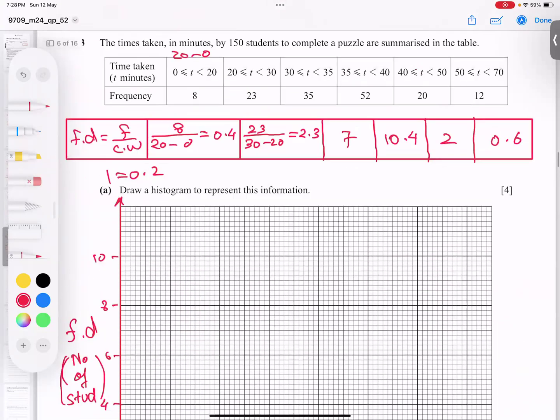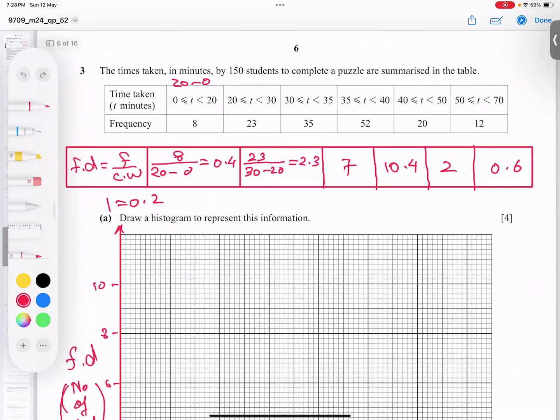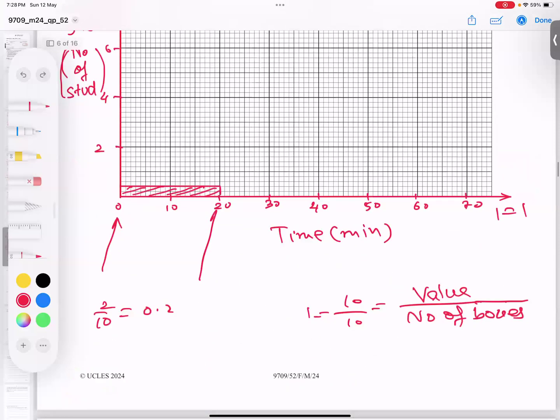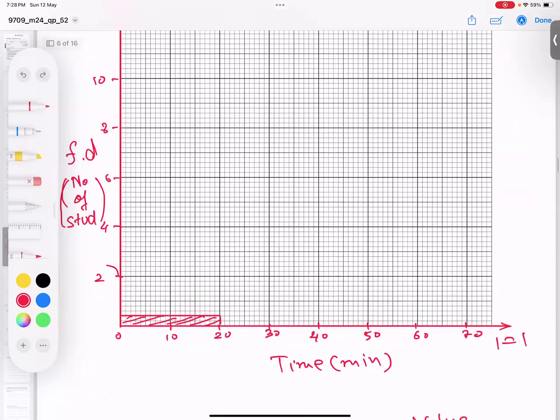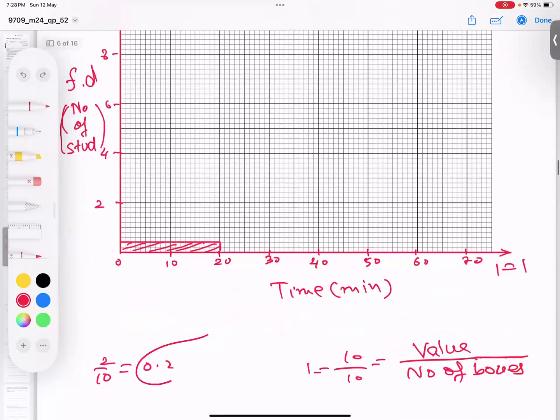Next value starting from 20, ending 30, and height is 2.3. Where's 2.3? This 2 and 1 box, you know it very well, is 0.2. So this is 2.2, and this is 2.4. In the middle, we have 2.3.